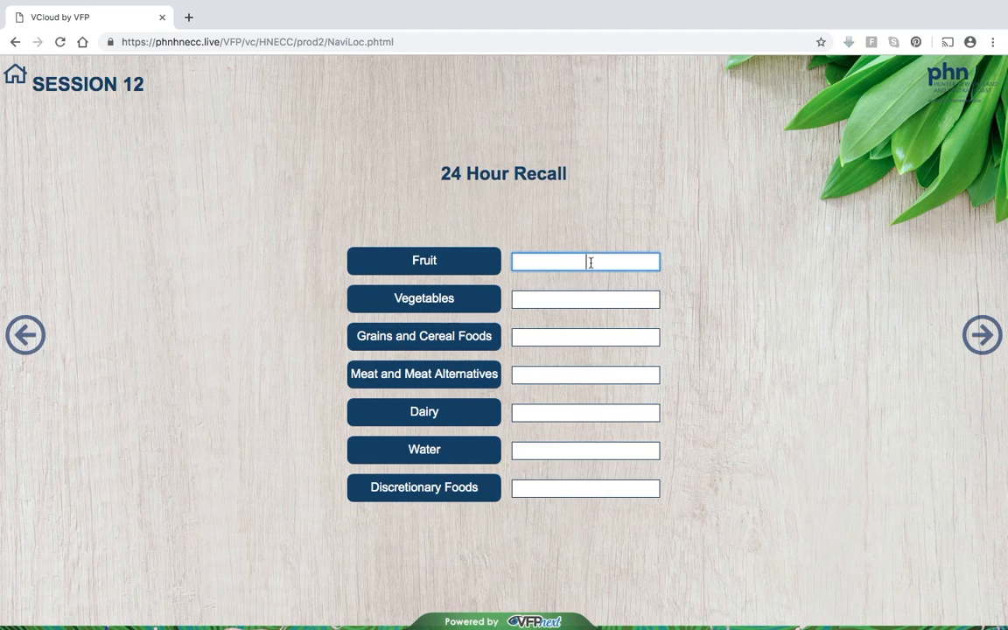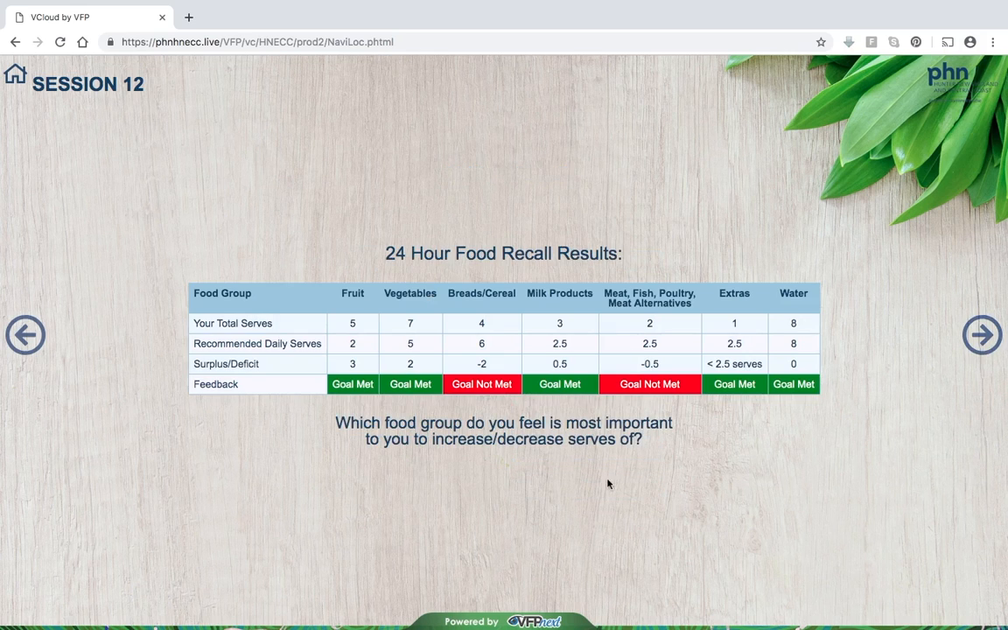Again, we just add up the serves that they're actually consuming. We just enter the number of serves per day. And then it opens up the discussion about meeting their recommended daily serves according to the Australian Guide to Healthy Eating.